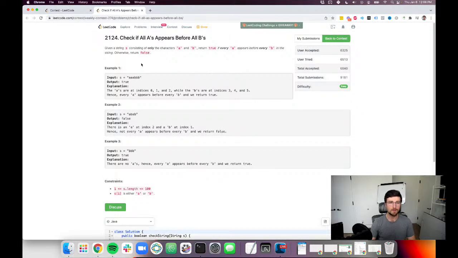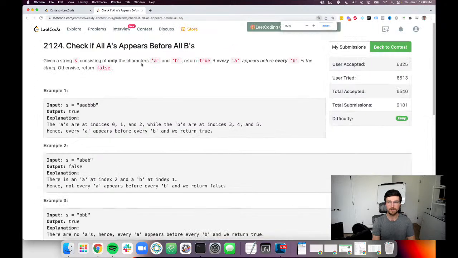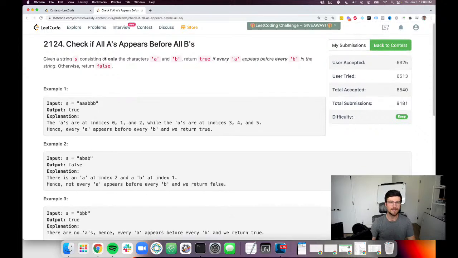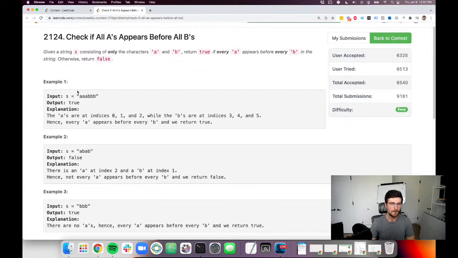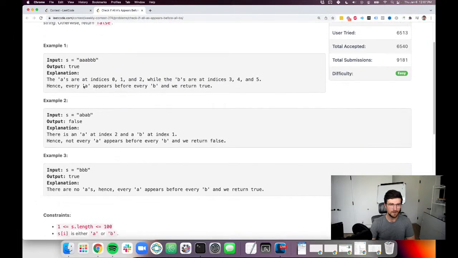In this problem, and I'll make this a little bit bigger so that hopefully people can see it a little better: given a string S consisting of only the characters A and B, return true if every A appears before every B in the string, otherwise return false. So in this case, we have A, and then we have B, and so that is true. In this case, it's false.